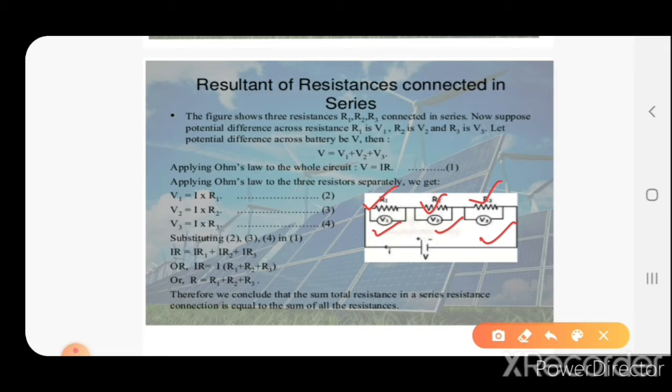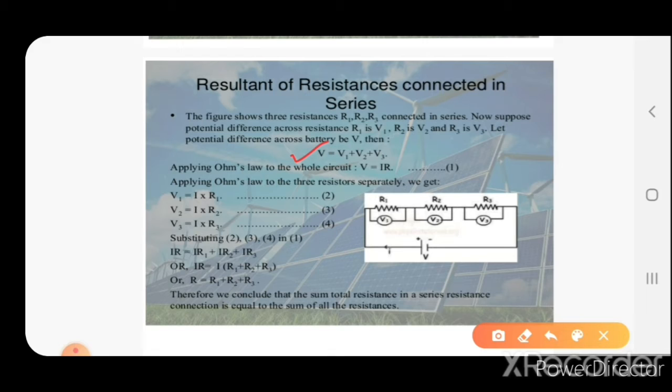Let the total potential difference across the battery be V. Then the total potential difference V is equal to V1 plus V2 plus V3. Now applying Ohm's law to the whole circuit.